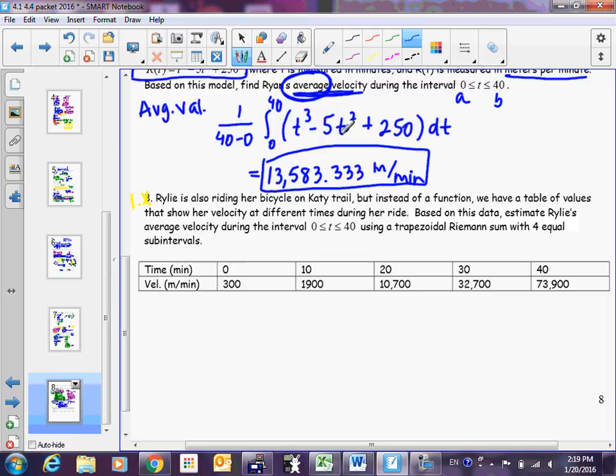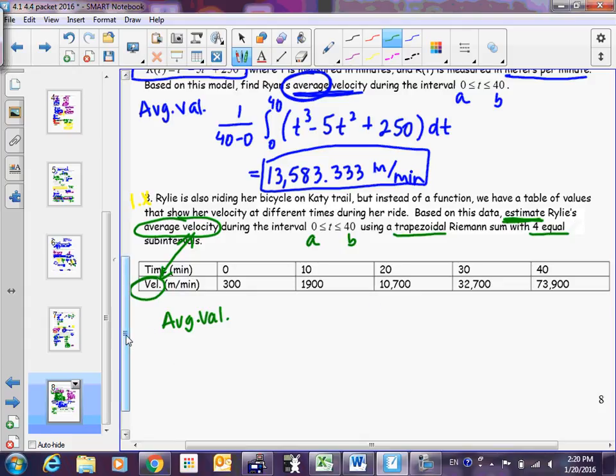This next one is actually review because it's a table and it's talking about Riemann sum. So here we have Riley, okay, who's also riding her bike, but instead of a function, we have a table. Okay, this gives us velocity, and it is asking us to estimate. That's a key word that's kind of telling us, hey, maybe we're going to use Riemann sums, and we're trying to do average velocity. Since those are the exact same thing, this is an average value problem, not an average rate of change. And then it tells us the interval, A to B. It tells us which type of Riemann sum and how many.